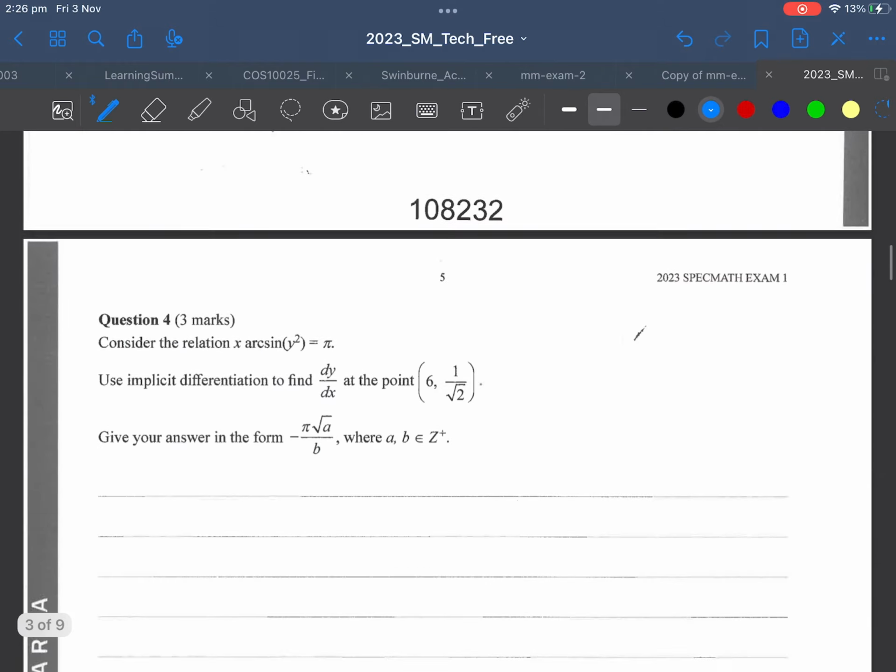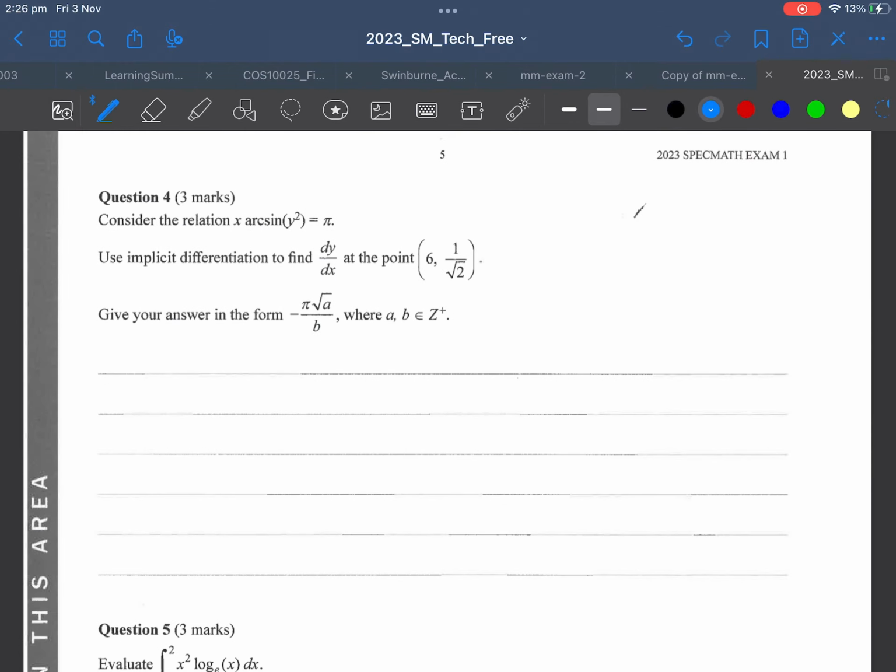Okay, moving on. So question number 4. We have to use implicit differentiation. So consider the relation and use implicit differentiation to find the gradient at this point. Give your answer in the form of this.